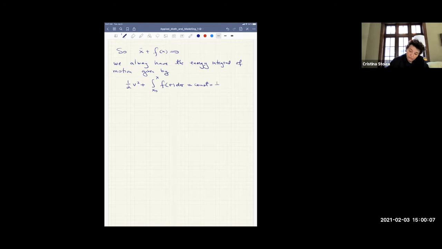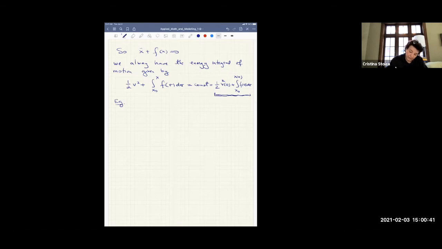So it's 1 over 2 v naught squared plus the integral from x naught to x naught if you want, okay, of f of sigma d sigma. So this kind of stuff shouldn't scare you. It's just what is the value of the left-hand side at time 0, okay? So let's do an example.